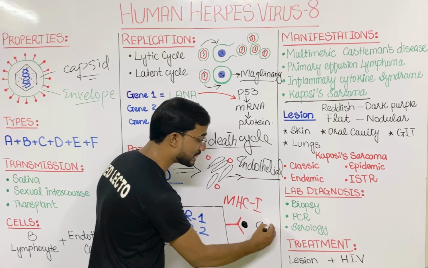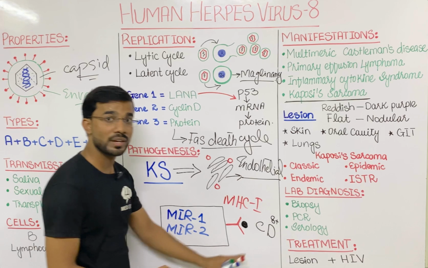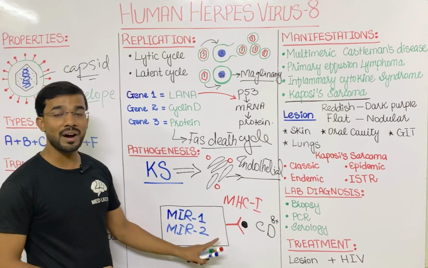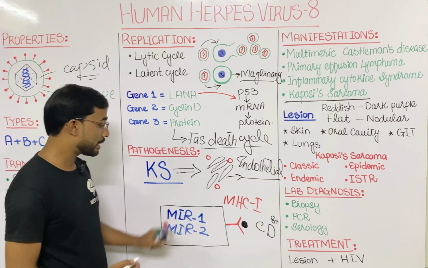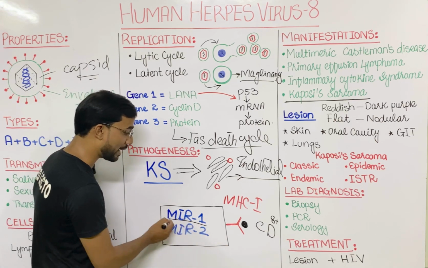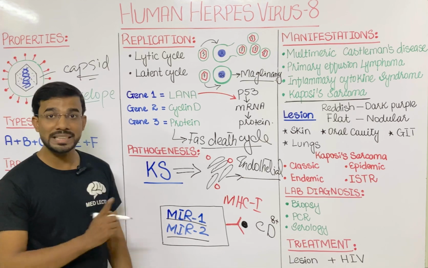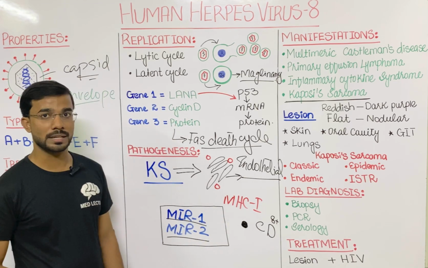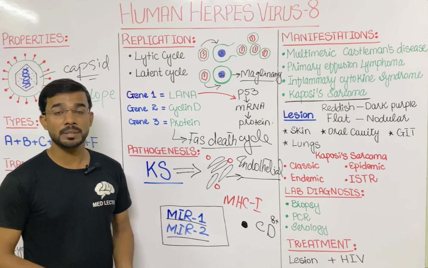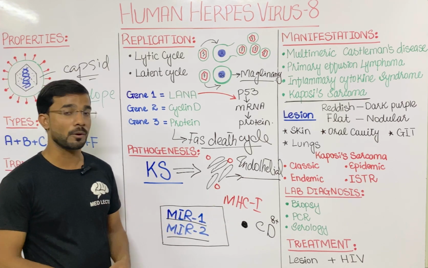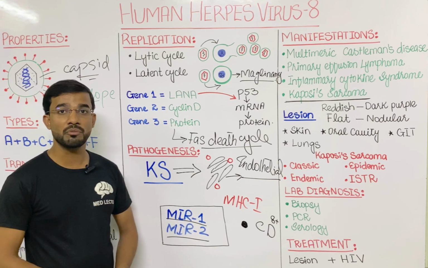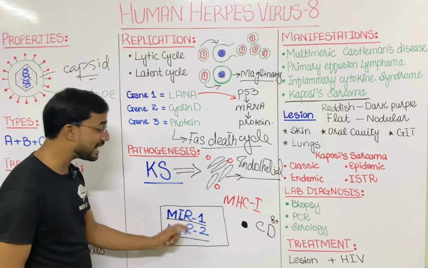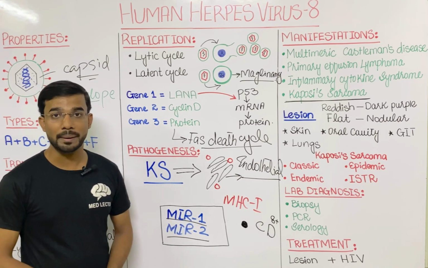the cytotoxic T cell, or CD8 positive cell, will destroy the whole virus infected cell. But due to the production of MIR1 and MIR2 by the virus, you will see the suppression of this major histocompatibility complex. As a result, there is no representation of the viral antigen on the cell surface, and ultimately this virus infected cell will survive in our body.